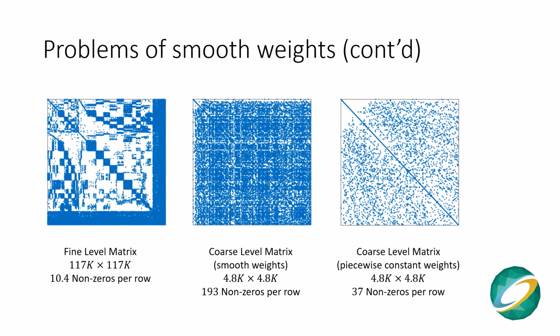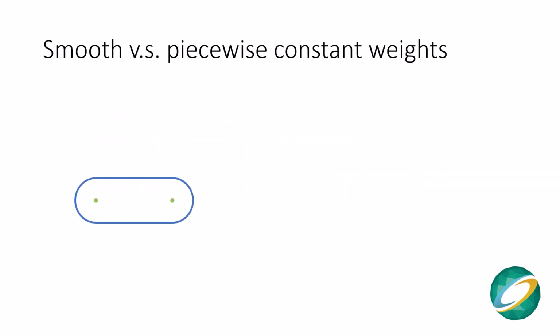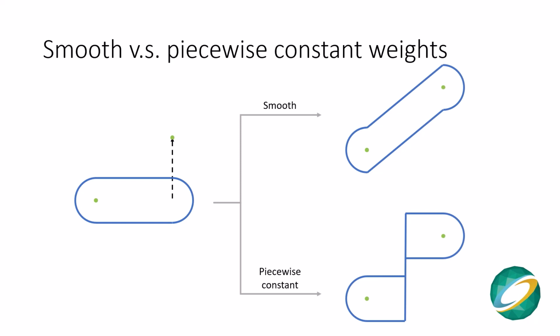But what do we lose? Piecewise constant interpolation is supposed to be bad at scaling, right? Well, let's see how bad it is. Let's say now the blue thing is our fine level mesh being controlled by only two green dots as the coarser level nodes. If we move one green dot upward, a smooth weighting scheme with linear blending looks okay-ish, while the piecewise constant weights tear it apart. That's the reason why people always say piecewise constant interpolation is bad.